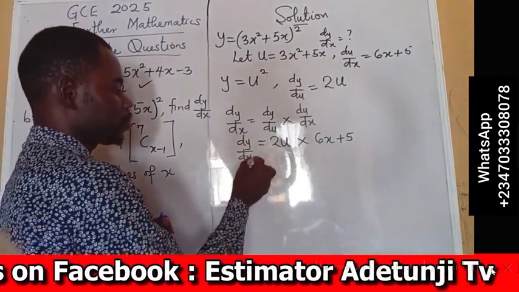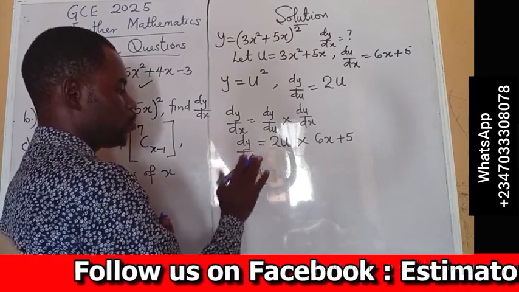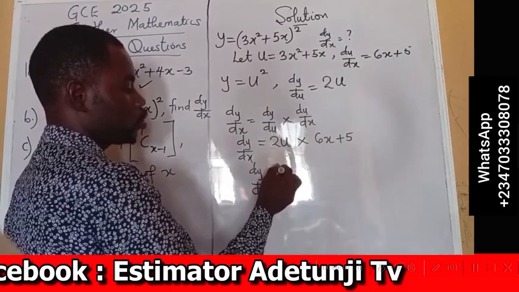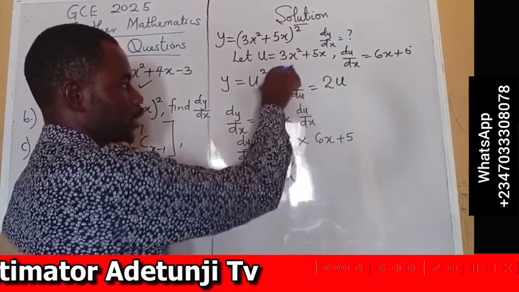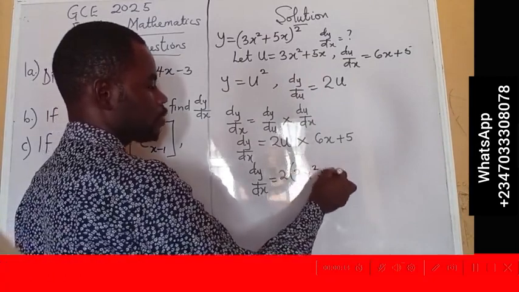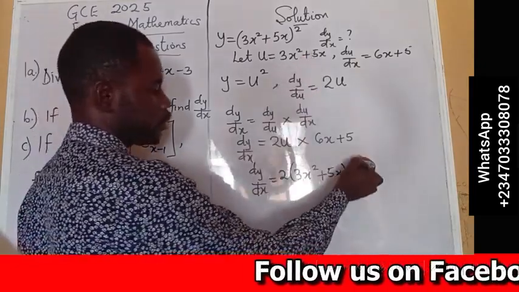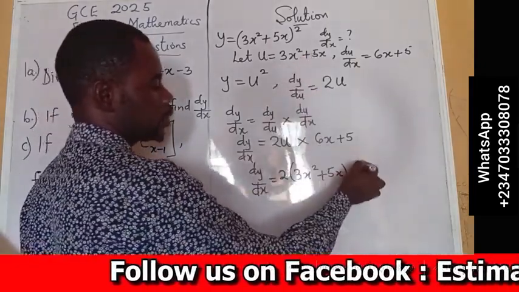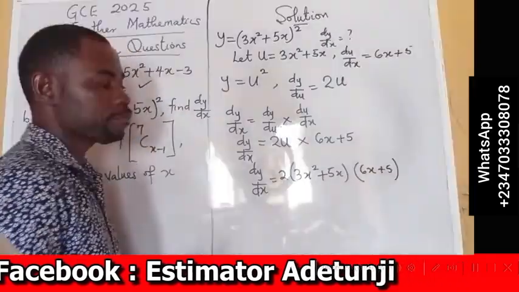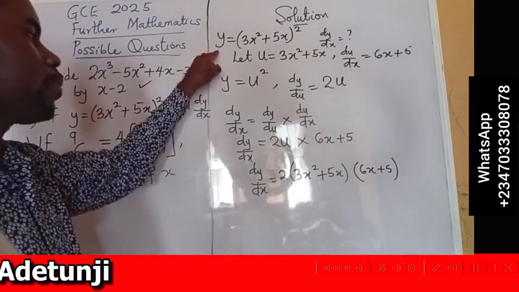So finally, I will say the dy dx equals what? Equals 2 into bracket my u now, 3x squared plus 5x. I've achieved that 2u multiplied. I can even create the bracket. This will have a 6x plus 5. And that is all. And that's the answer for the dy dx of this particular question.